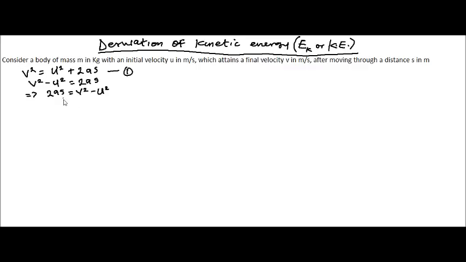Alright, since we are making a the subject of formula, we divide both sides by the coefficient of a, which is 2s. Then we divide this by 2s, so that a can stand alone. s cancels s, 2 cancels 2. So we have a is equal to v square minus u square over 2s. That is that. Now we can call this equation 2.